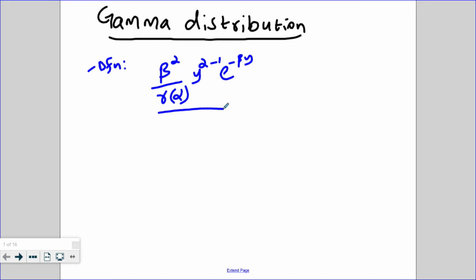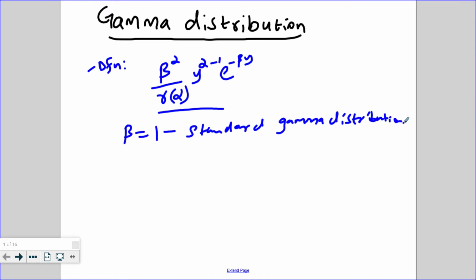From there, we can also know that if we have a standard gamma distribution, then beta is equal to 1. Then if alpha is equal to 1, then we have what we call an exponential density function.